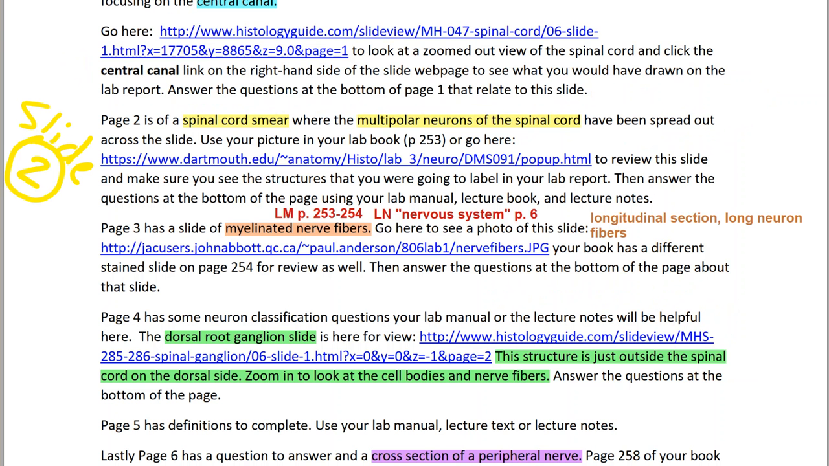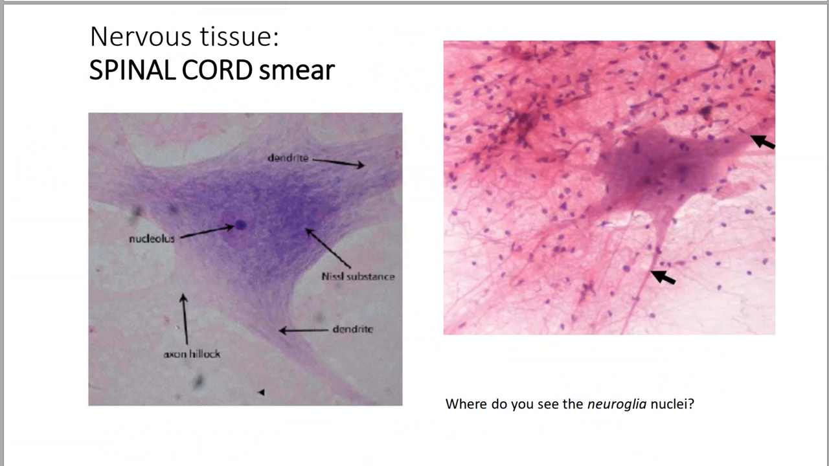So here we are on the instructions again, and we're looking at the yellow spinal cord smear. We're looking at multipolar neurons, so it's going to be a neuron with a cell body that has a bunch of sensory dendrites bringing information into the neuron, and then it's going to have one highway out, an axon, that is going to actually be sending the signal out of the neuron. And so when you click on that link for the picture of a spinal cord smear, this is the picture that you come up with.